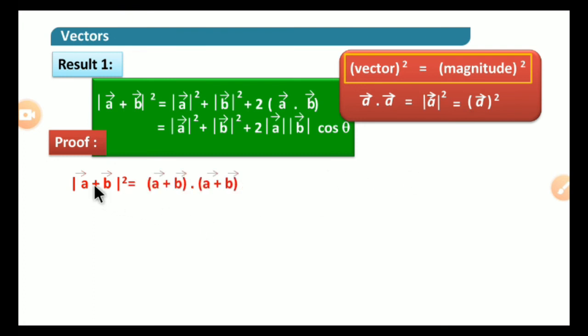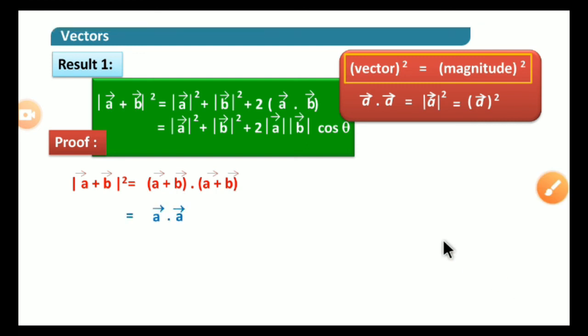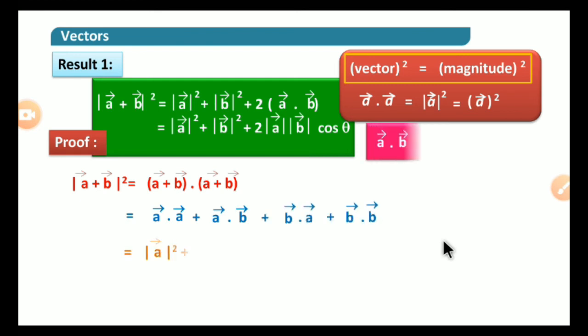So now we will take magnitude of A plus B whole square to prove this result. Magnitude of A plus B whole square means, just as magnitude of A square can be written as A dot A, similarly we can write A plus B dot A plus B. Now we can make multiplication as usual, that is A dot A, similarly A dot B, plus B dot A, plus B dot B vectors. Therefore, we have A dot A plus A dot B plus B dot A plus B dot B.